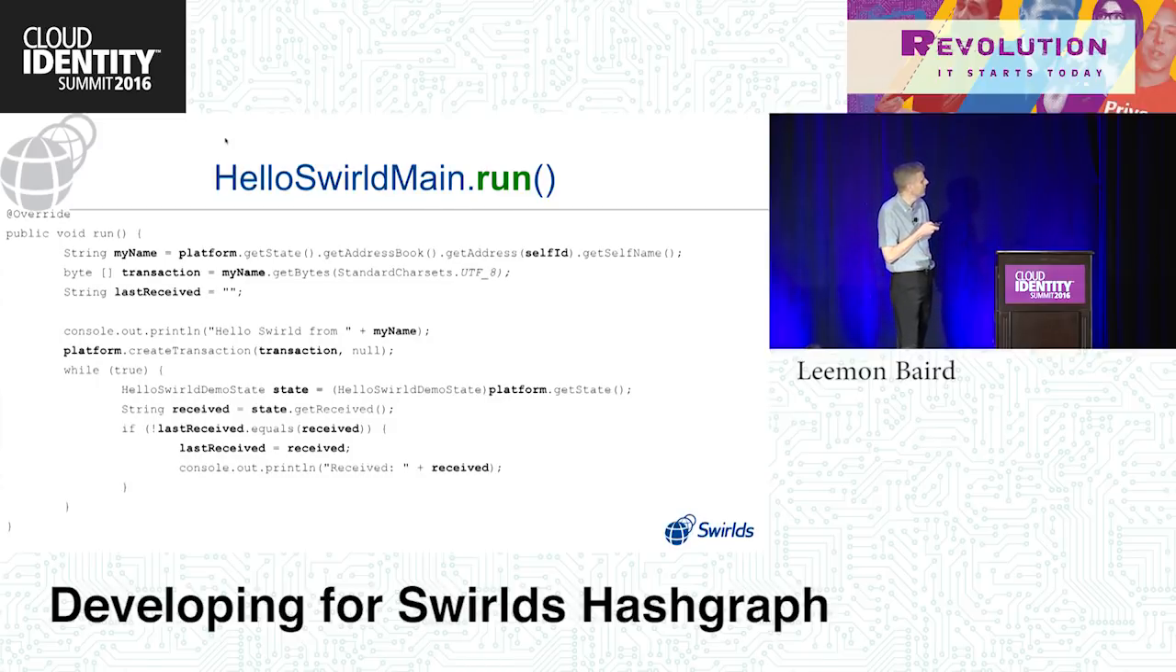I haven't sent it yet. And then I printed out hello Swirlds. So we print out that line, hello Swirlds from and my name. And then we called the platform and said, I want a new transaction. I am creating a transaction, and it is this byte array that contains my name converted to bytes. Then the platform does stuff for you. It digitally signs it, it timestamps it, it gossips it, and it makes sure everybody knows about it. And then it works with the community to decide where in history it goes.